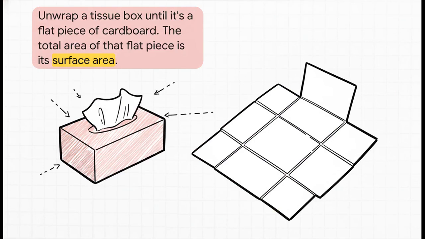And this is a perfect way to picture it. Imagine you carefully unglue a tissue box right along the seams and you lay it out totally flat on a table. All that cardboard you're looking at? Yep, that's the surface area. It's literally the skin of the object.